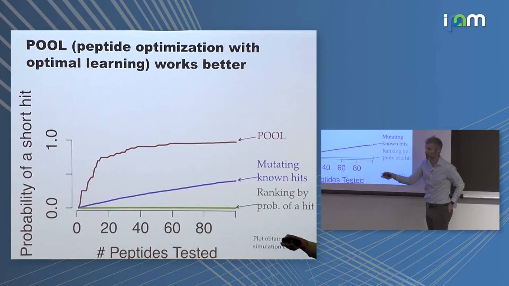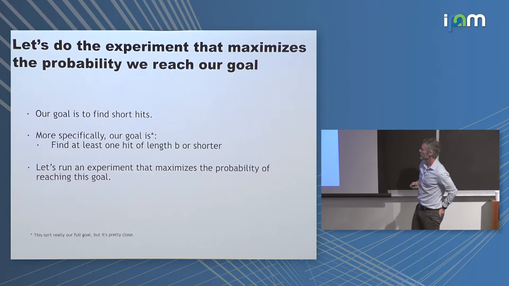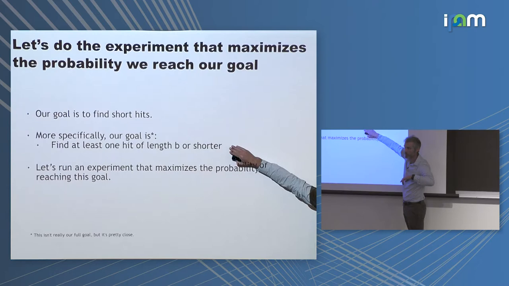Cool. All right, so let me show you a little math about how this method is derived, which maybe is already clear from the example. And then I'll show you a little bit of theory. So the goal is to find short hits. More specifically, the goal that we use in designing the method, which may or may not be our real goal. Andrew and I had a nice conversation yesterday about what your goal is in peptide design.